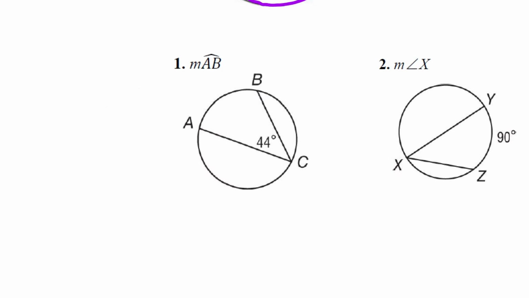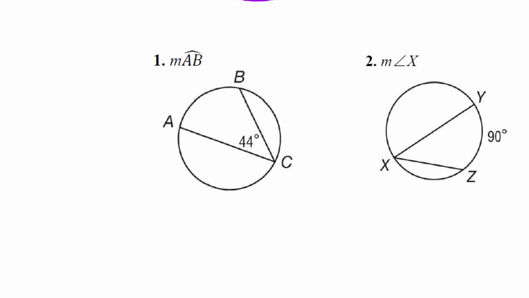Now, on these next angles, these are like what we did yesterday, these inscribed angles. I'm looking for arc AB. So what am I going to do with this angle to find this arc? Times 2, good. I'm going to take that angle times 2. That gives me 88 degrees for arc AB.